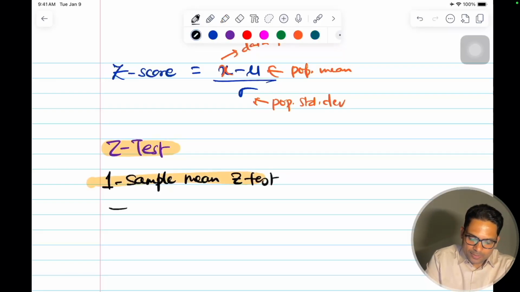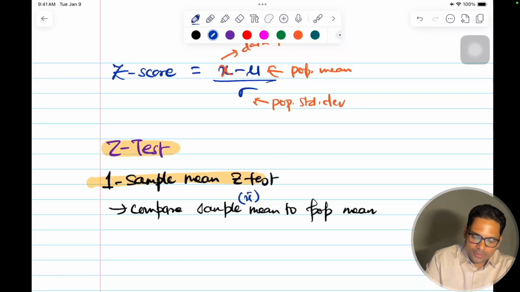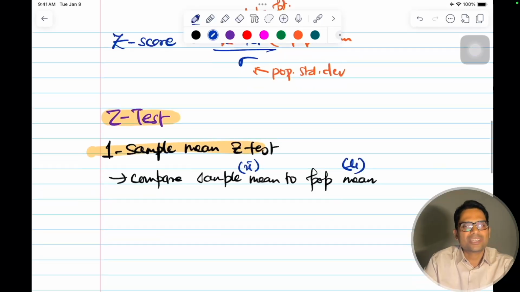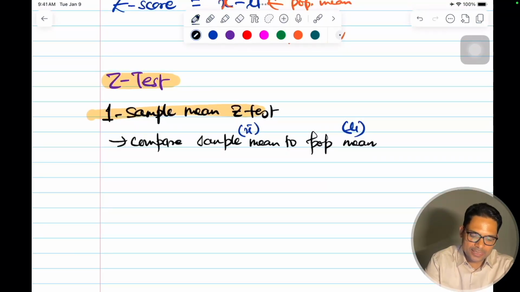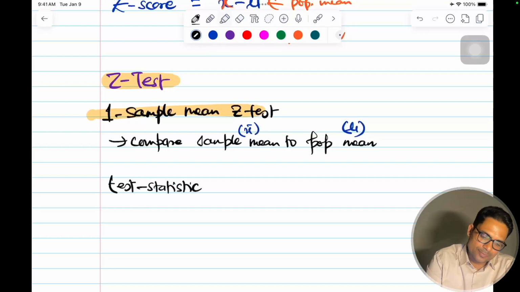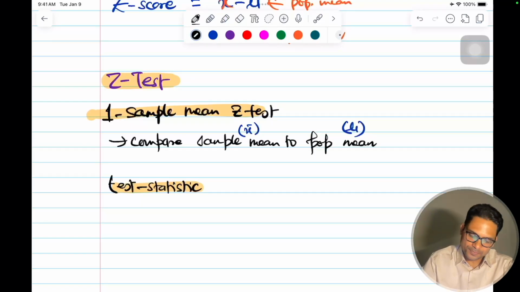So this is to compare the sample mean to the population mean. Sample mean is your x bar and this is your mu. That's what it compares. And for all the tests there will be a test statistic. So what is the test statistic for this? This is called Z.